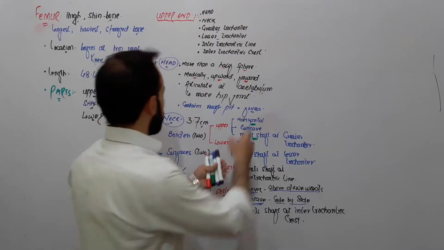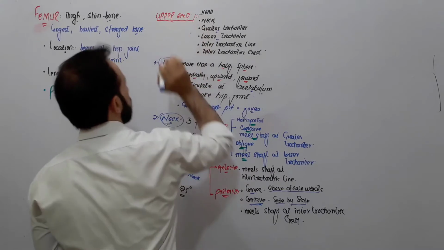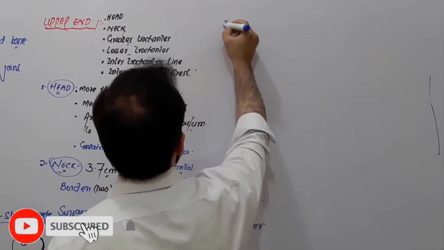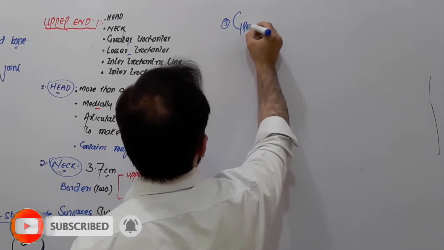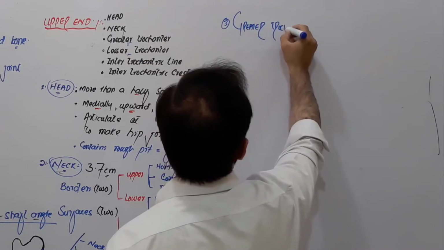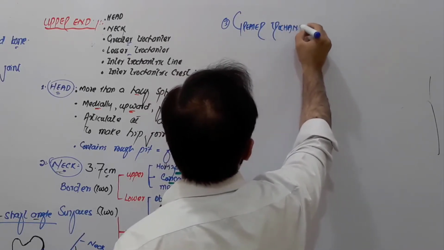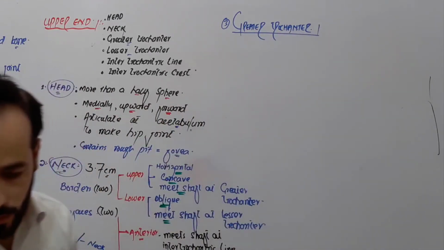All right, friends, let's go towards the third important point about the upper end, that is the greater trochanter. Let me show you there.